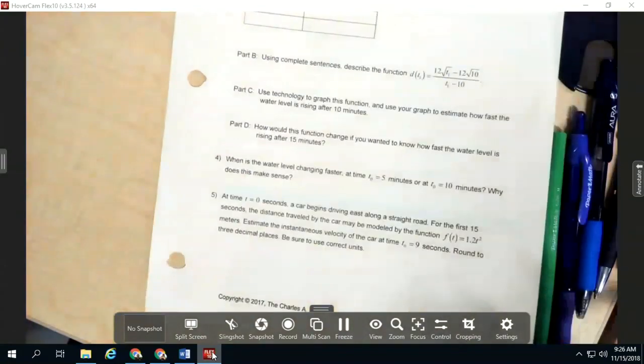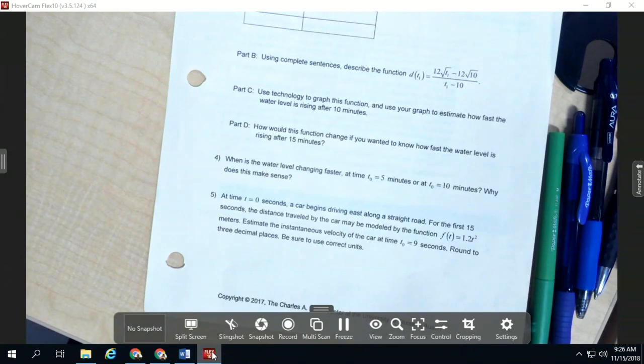Last problem. Now it says we aren't filling the basin. We're talking about a car. It's driving along a straight road. For the first 15 seconds, the function is f of t equals 1.2t squared. We want to know how fast is it going at 9 seconds. Round to 3 decimal places. At 9 seconds.